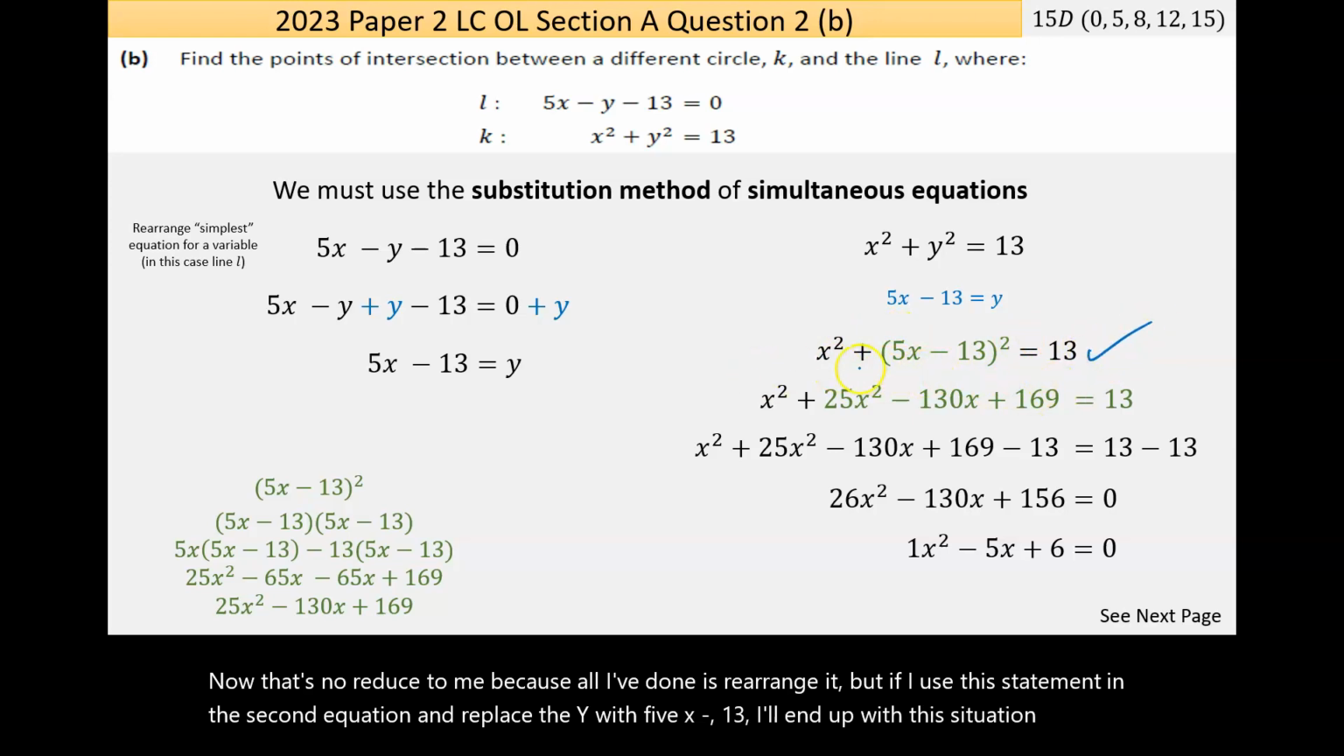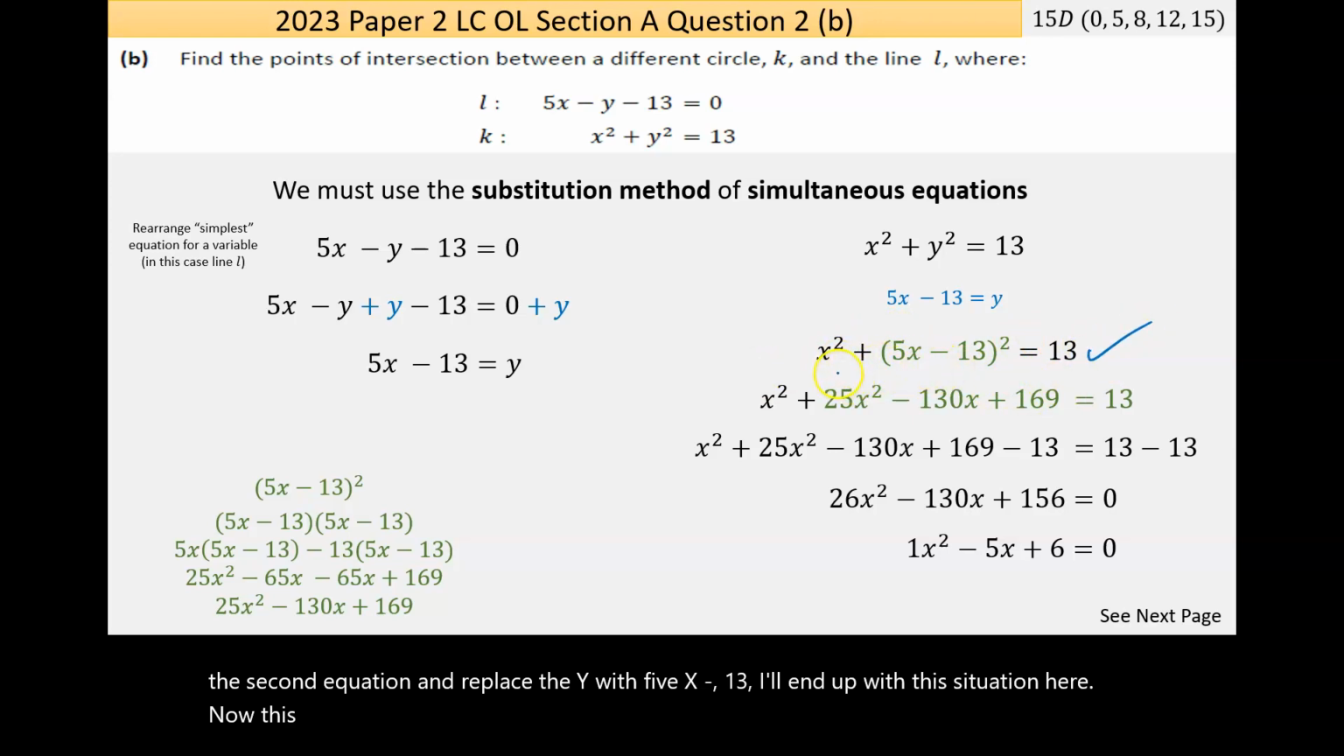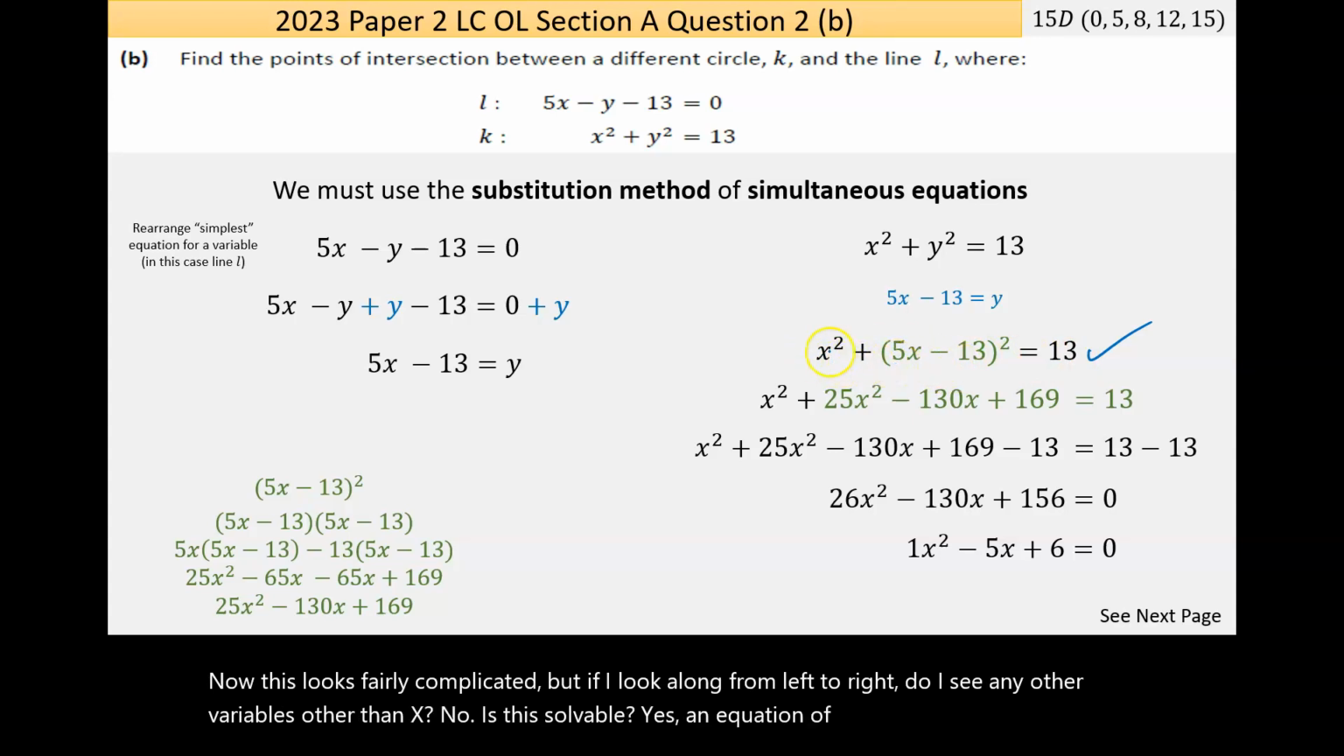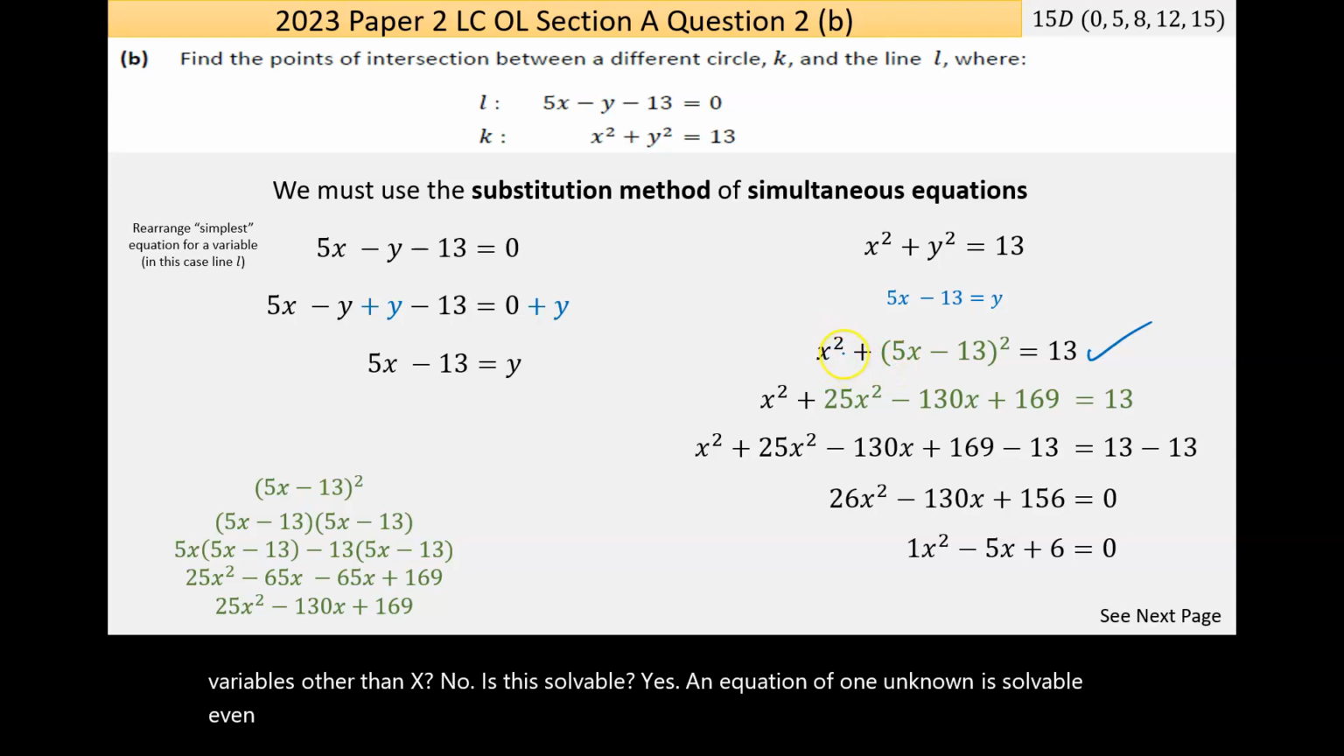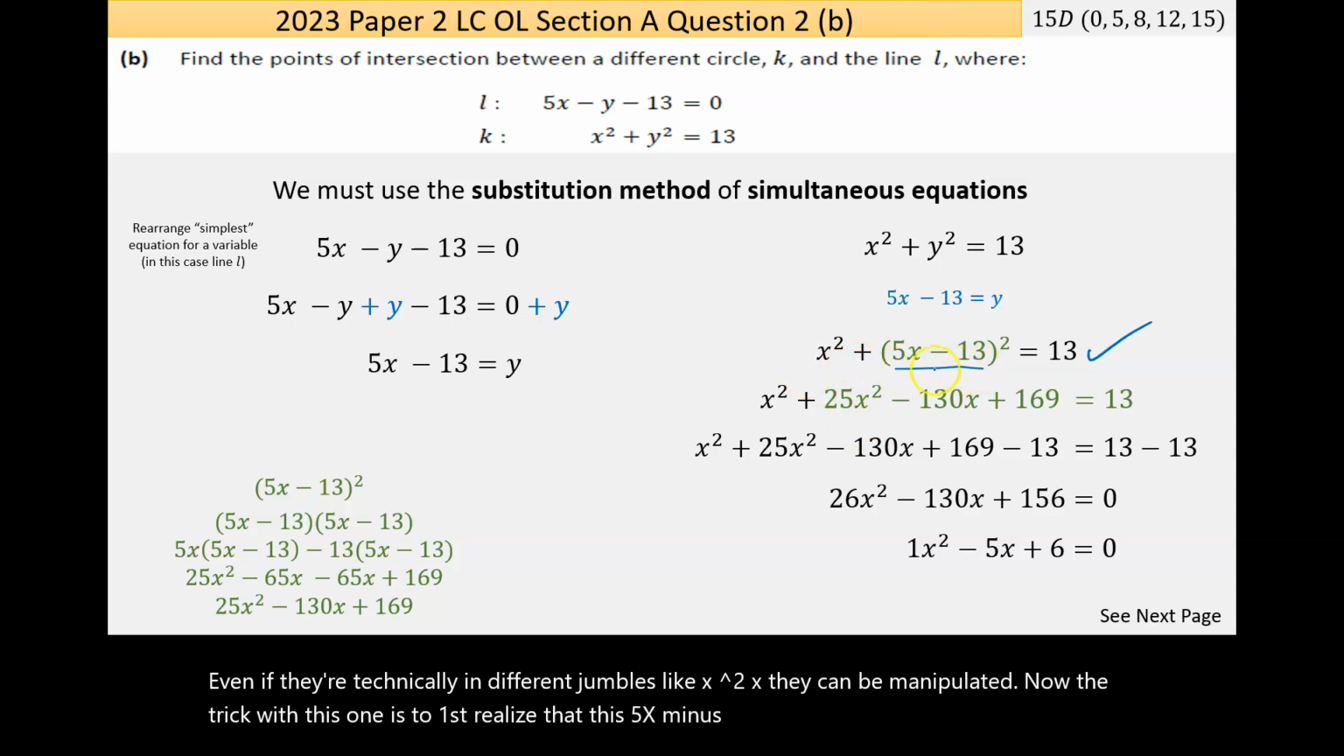Now, this looks fairly complicated, but if I look along from left to right, do I see any other variables other than x? No. Is this solvable? Yes. An equation of one unknown is solvable, even if they're technically in different jumbles like x squared and x, they can be manipulated. Now, the trick with this one is to first realize that this 5x minus 13 has to be expanded.